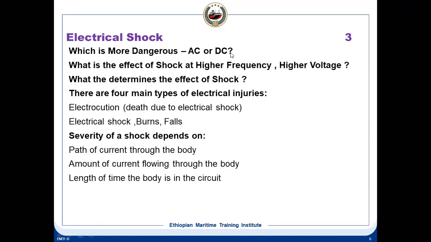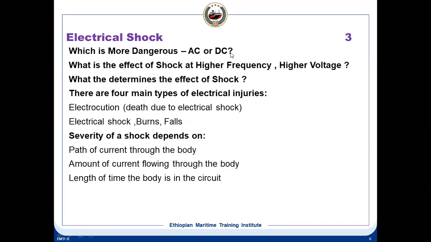Which is giving you more shock, AC or DC? It is because of the AC. In case of AC, your peak voltage is much higher. In DC, there is no peak voltage. DC 230 volt is equal to AC RMS 230 volt. But in AC, you have a peak voltage, and peak voltage is root 2 multiplied by the RMS voltage. So peak voltage will be much higher. 230 volt AC means the peak voltage is 320, 325 volt. But in DC, it is 230 volt. So you can see AC is a higher voltage. So AC is more dangerous than DC.